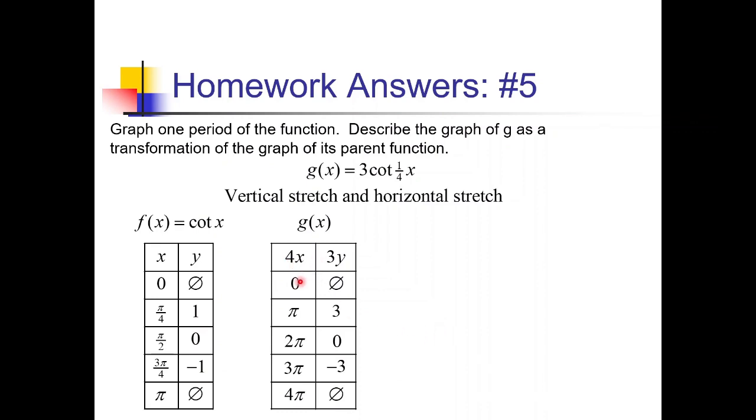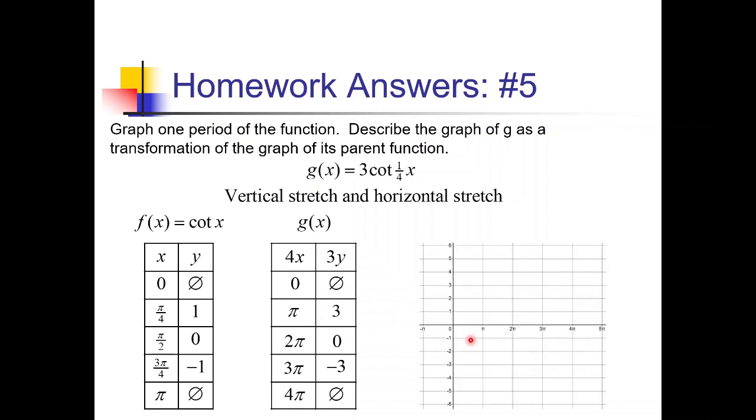It looks like I can go by pi's for my x values, which is kind of nice. For the y values, we can either go by 1's or 3's, won't really matter. I can fit 3's if I just go by 1's. So let's do our vertical asymptote at 0, and then we have pi comma 3, 2 pi comma 0, 3 pi comma negative 3, and 4 pi is our other vertical asymptote. And then let's just draw our cotan curve through those points and approaching those asymptotes.